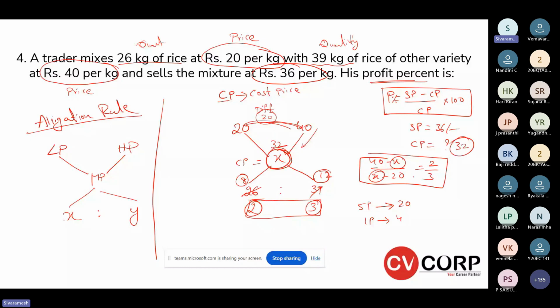Now when we want to find the profit percentage, profit percentage is equal to selling price minus cost price. What is 36 minus 32? 4, divided by the cost price, 32, into 100. Or else you can directly say that 4 eights are 32. When you look at the value 1 by 8, obviously it will be 12.5%, which is the profit percentage.